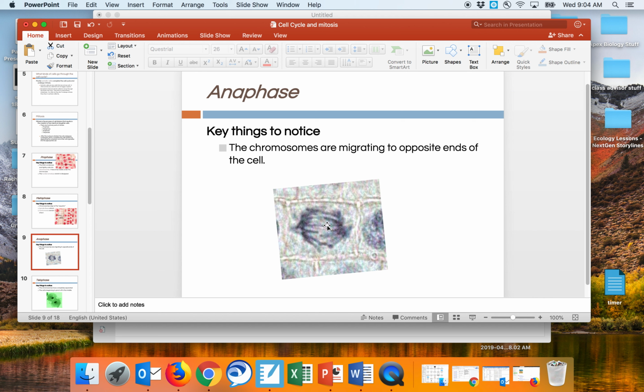When you think about making two new cells, I want to make sure that the DNA gets separated evenly and properly, that I have all the right genes in the right cells. So that's why they line up, and then they separate or are pulled to opposite sides so that each side that will eventually become a new cell has all the DNA that it needs.